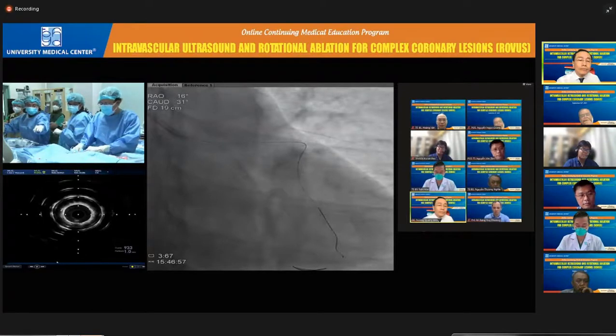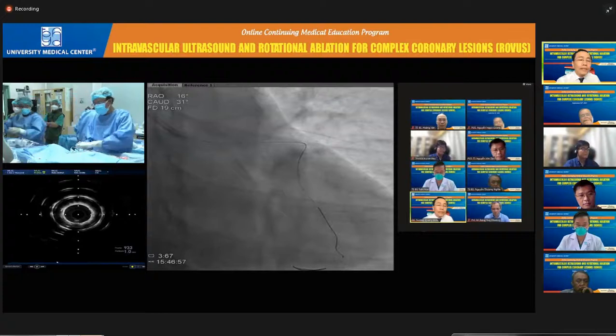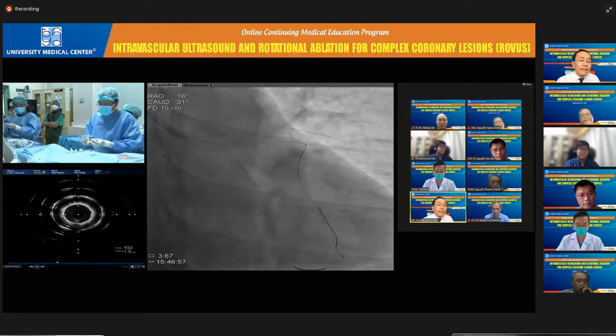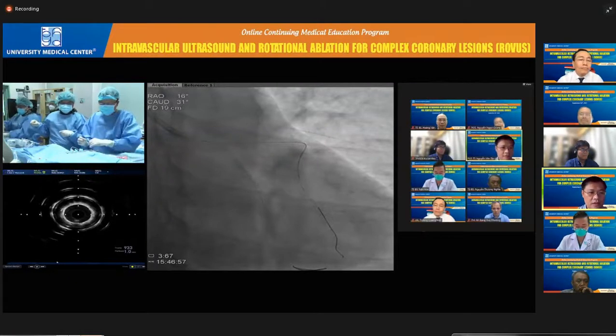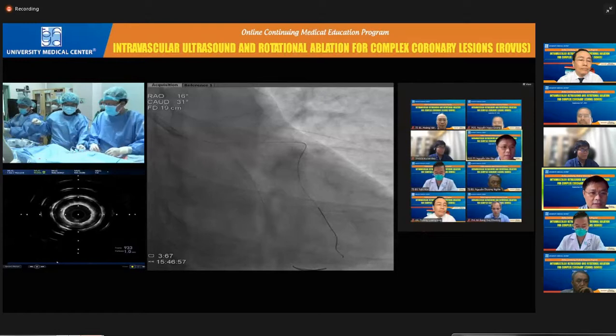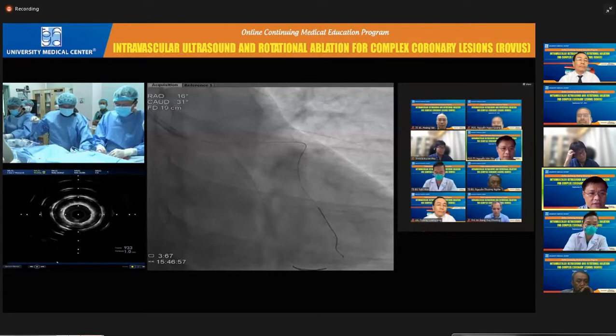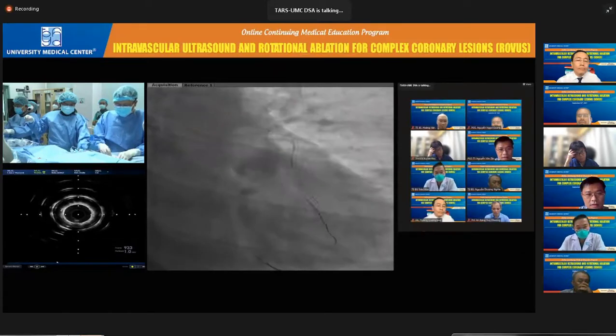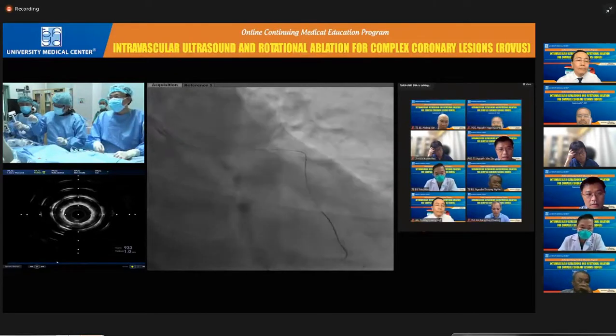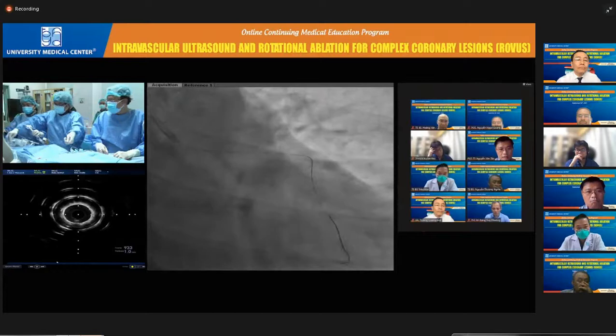The 2.5 balloon, it is kissing. And now you are kissing. Yeah, the first kissing for DK crush. What's the balloon size in the circumflex? Is it in this case, Dr. Yu, you use it? What's the balloon size in the circumflex? For the first case, about 2.0 balloon, and after that NC 2.5 balloon.